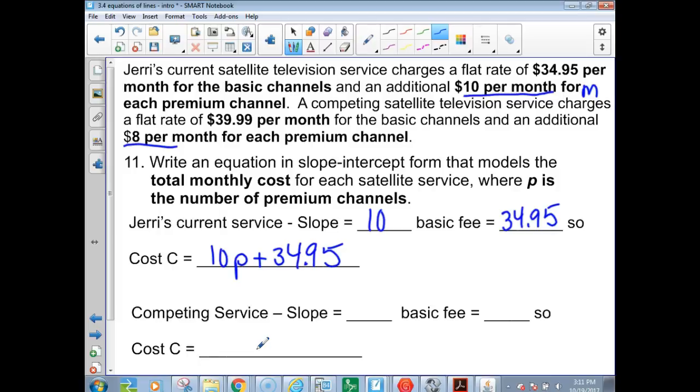The competing service is only charging $8 per premium channel, so that's going to be your slope of 8. But their basic fee is $39.99. So the cost for that one's going to be 8p plus $39.99.